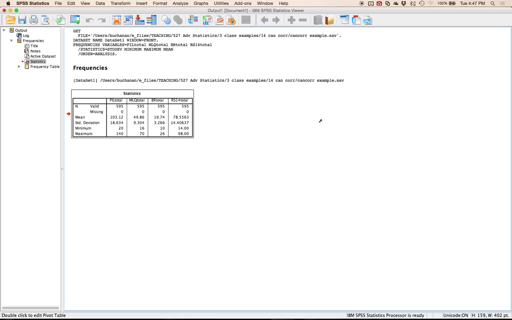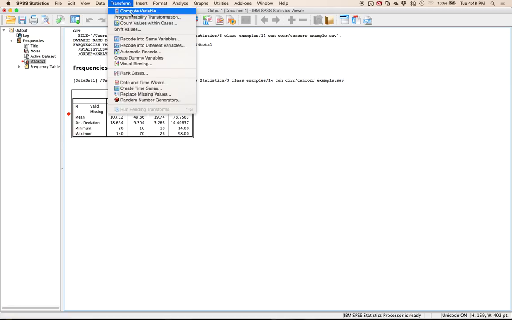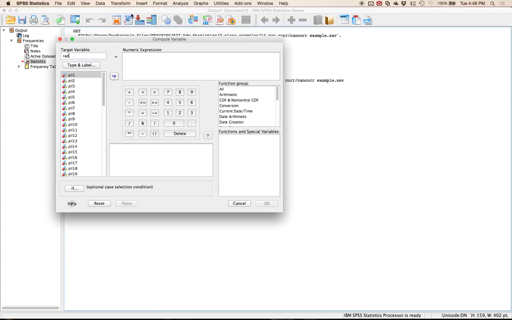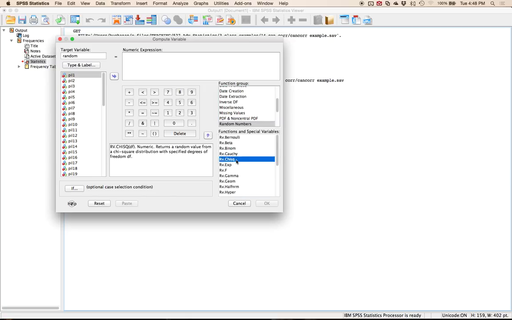Okay. All right. As you can see, I do not have any missing data either because I deleted those people already. And so we're going to move on to looking for outliers. These analyses are very sensitive to outliers because it is, at heart, double regression. Okay. So let's create our fake variables. Transform, compute. We're going to call this random. And click on R, or type R to get random numbers. RV.CHISQ, 7 has been our favorite number all year.